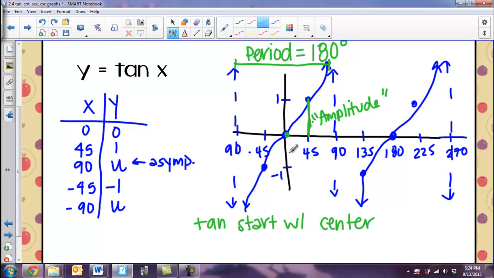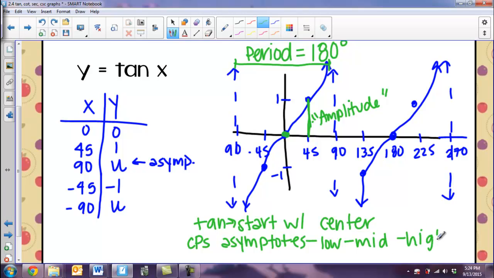So if you have any vertical stretches, you're just going to consider that and label that point, whatever, 12 or whatever your stretch is. So tangent, you start with your center. Your amplitude is always going to be from a 0 point, a middle point, up to a high point. And then your critical points are always going to have asymptotes involved in them as well. So you have asymptotes, then you have a low, a mid, a high, and then an asymptote. Okay, so one cycle is 180 degrees, or just 1 pi.